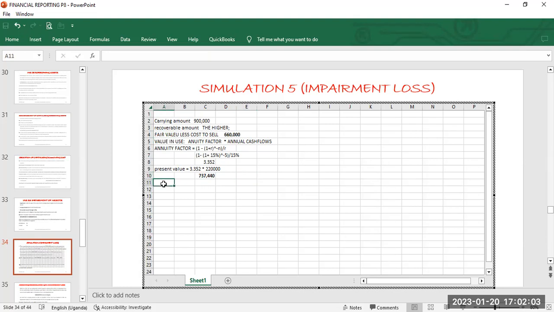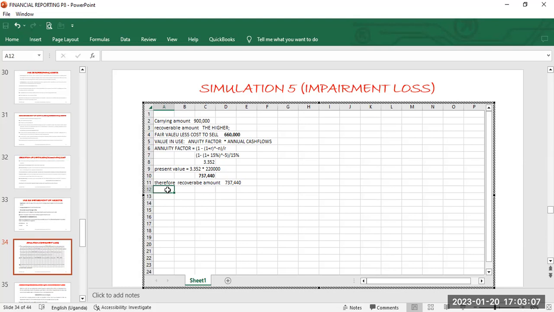So our recoverable amount is going to be the higher of the two. When we look at this, the higher is going to be 737,440, which is the value in use and is going to be our recoverable amount. Therefore, the recoverable amount is 737,440, which is the higher.